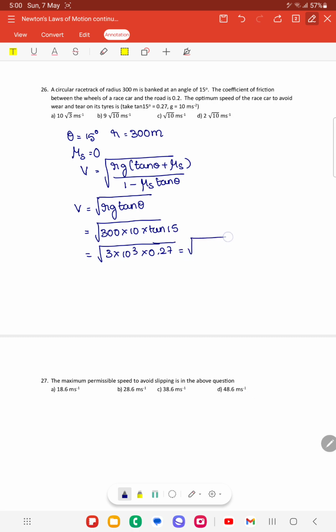So it can be written as 3 into 10 raised to 3 into 27 into 10 raised to minus 2. So 27 into 3 is 81. Root of 81 is 9, so 9 root 10 meter per second. So optimum speed is 9 root 10 meter per second. So option B is the right answer.